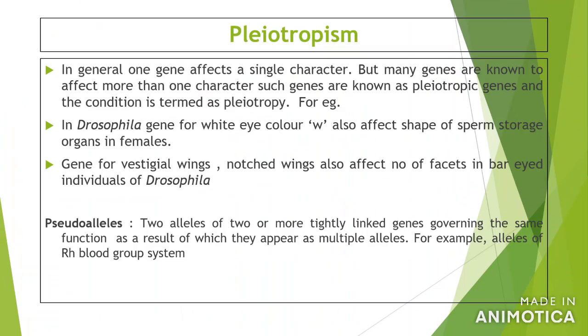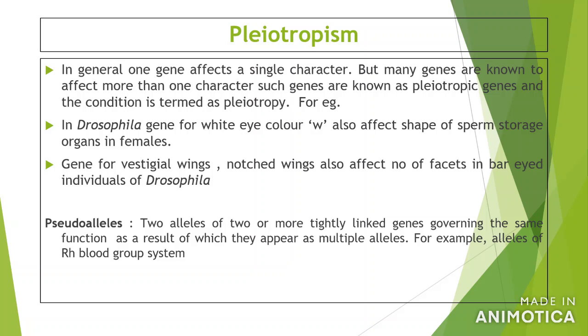Pleiotropism. In general, one gene affects a single character, but many genes are known to affect more than one character. Such genes are known as pleiotropic genes, and the condition is termed as pleiotropy. For example, in Drosophila gene for white eye color, small w, also affects shape of sperm storage organs in females. Gene for vestigial wings, notched wings, also affect number of facets in bar-eyed individuals of Drosophila.